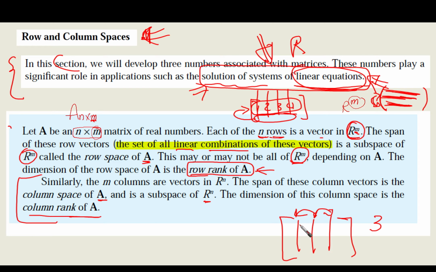But if we found that 2 columns are dependent on one another, and there is, for example, only 1 column independent, then the column rank of this matrix is going to be 1. So the rank means how many independent columns we have, if we are talking about column rank, and if we are talking about row rank, we are talking about how many rows are considered to be independent in the matrix.